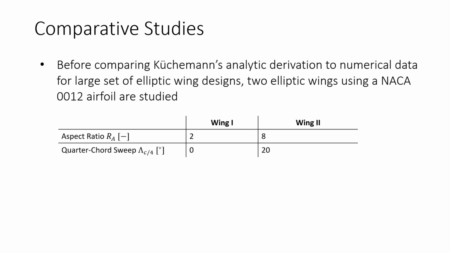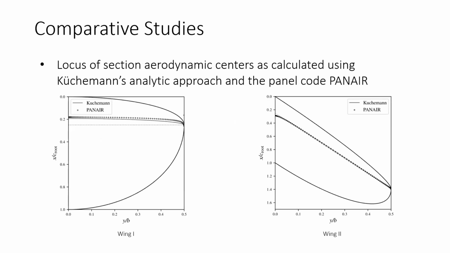That was because at that point, there was a limitation of the panel code I was working with. So here are these two wings, and I just want you to look at the figures. On the left, we have, by the way, the wings are normalized on the horizontal axis. That's why they look so stubby.